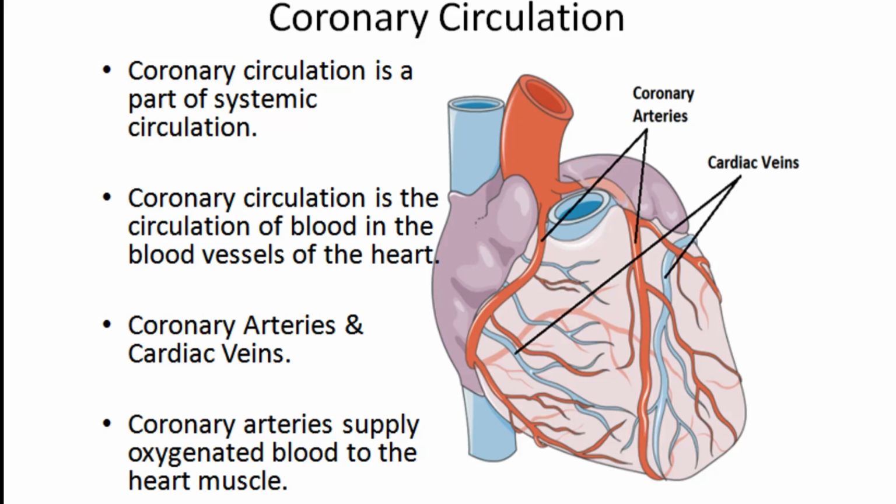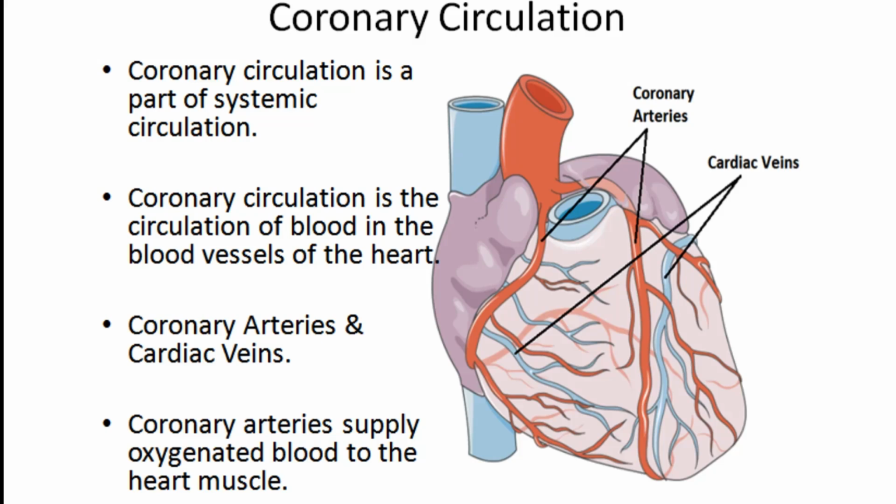We have seen pulmonary and systemic circulation. Pulmonary deals with the lungs and systemic deals with the rest of our body. But here coronary circulation is going to deal only with the heart. Even a heart requires oxygen, even heart needs nutrients. So how is this supplied? This is supplied through coronary arteries. Coronary arteries will supply oxygenated blood.